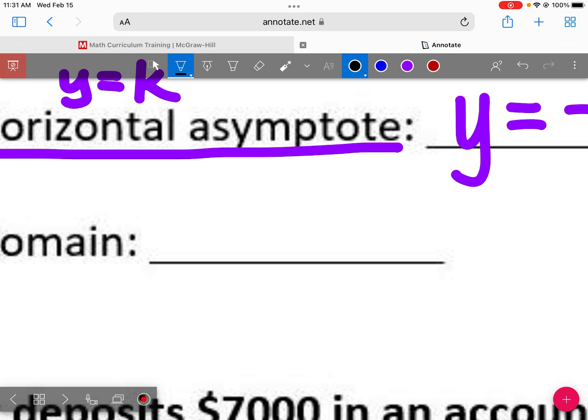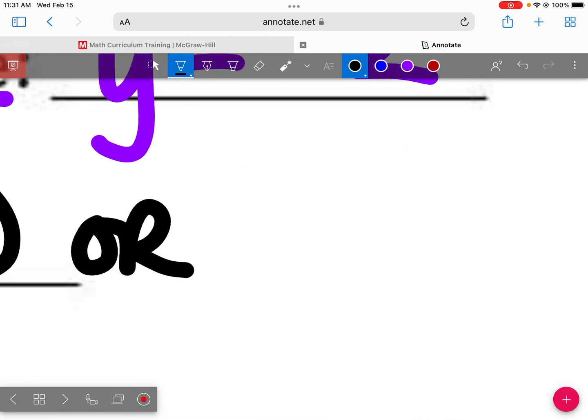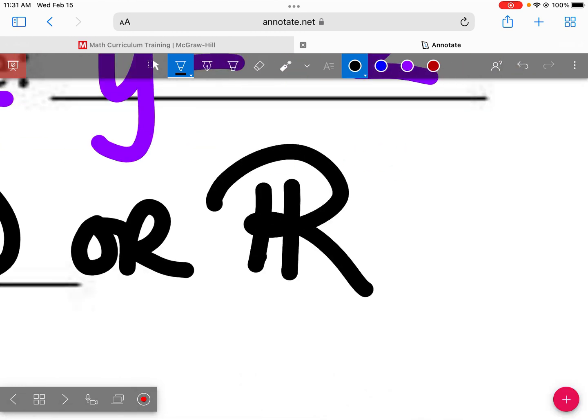Domain. This is going to be the same for all of my exponential functions. It doesn't matter what the base is, what A is, what H is, what K is. All real numbers, so -infinity to +infinity. Or you could write that with the R symbol.